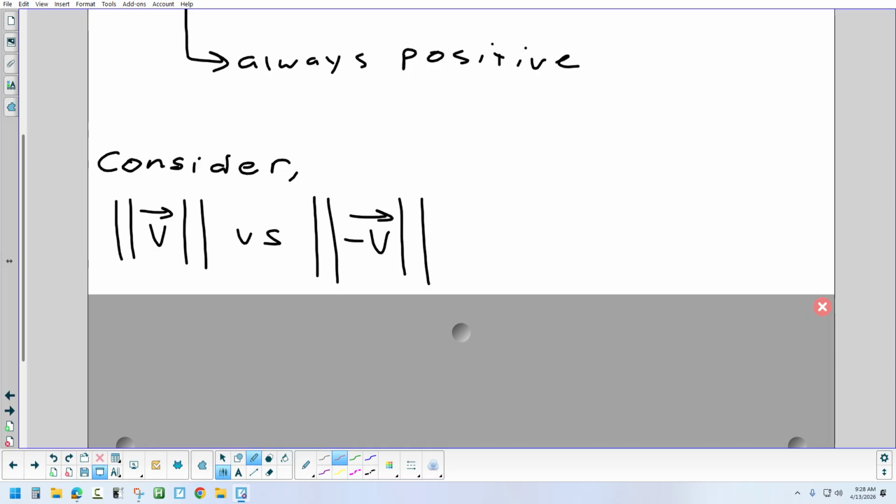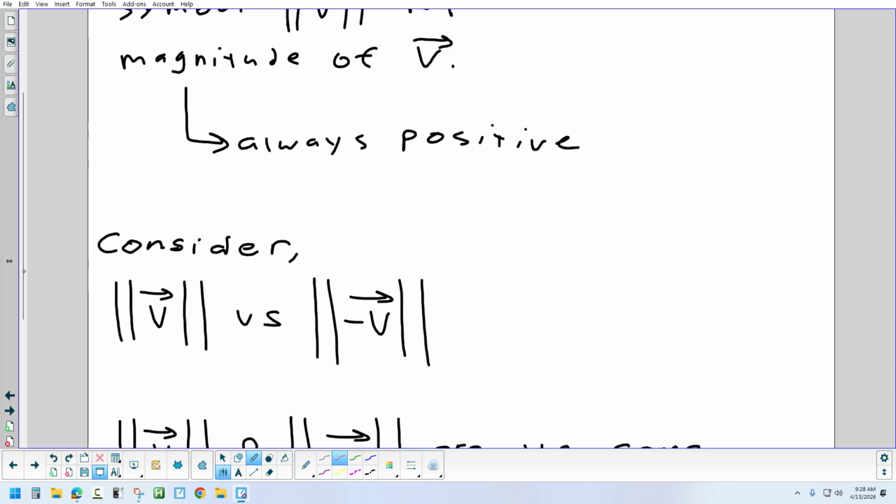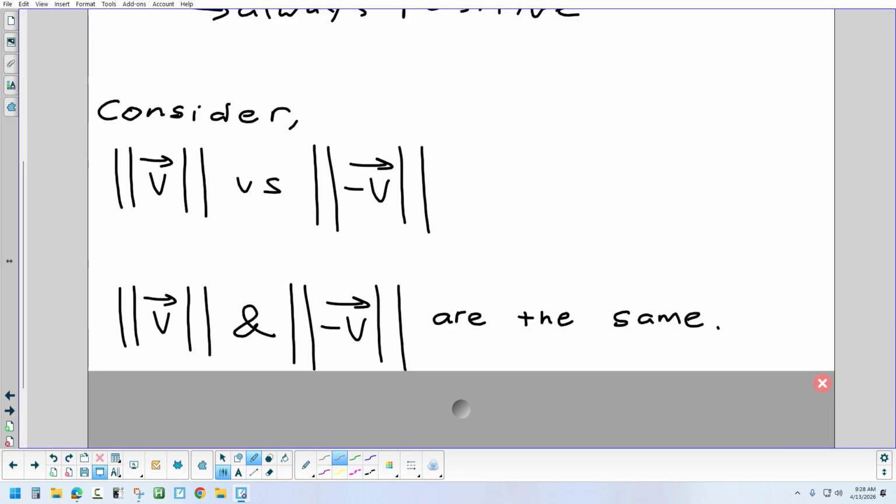Would they just be the same? They would be the same. A lot of times an answer I get is, well, they point in different directions. Well, that's not what I asked. I asked, what's the difference between the magnitude of v and the magnitude of negative v? And the answer is nothing. They are the same thing.